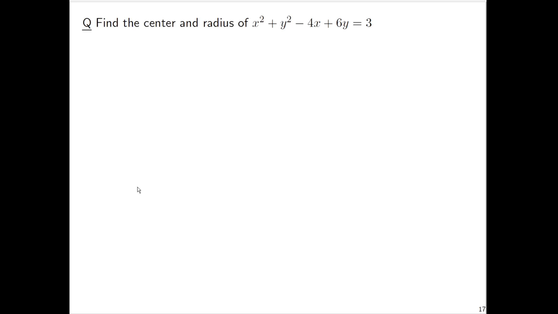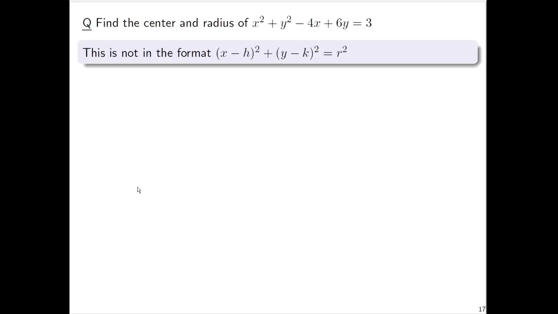Let's find the center and radius of x squared plus y squared minus 4x plus 6y equals 3. This is not in the format that we need, but we're going to get it in that format. So first we'll shuffle terms around.